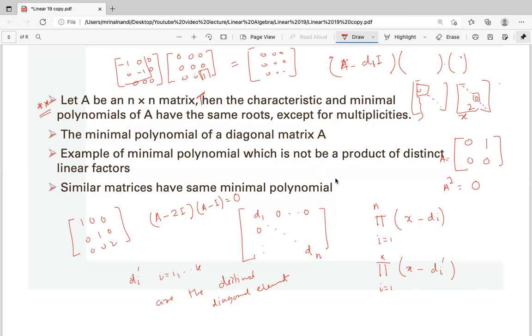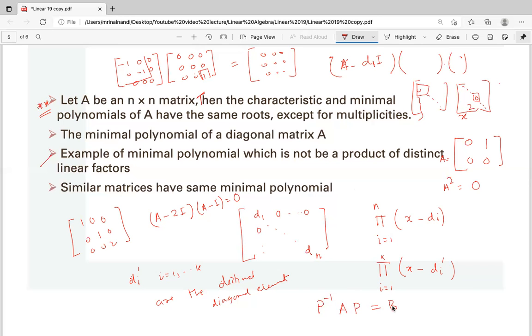So this is true. Now, similar matrices have the same minimal polynomial. That is very easy. Similar means that A and B are similar if P inverse A P is equal to B. Then A and B are called similar. Now the minimal polynomial is the same for both.